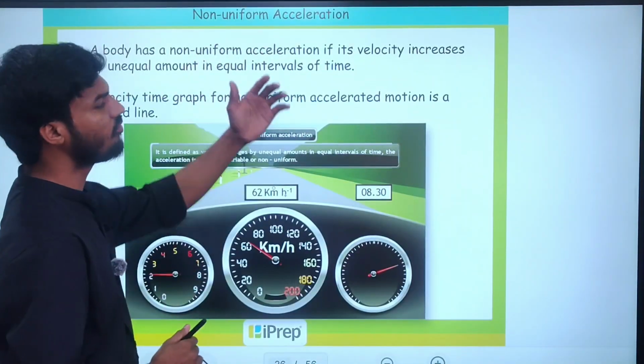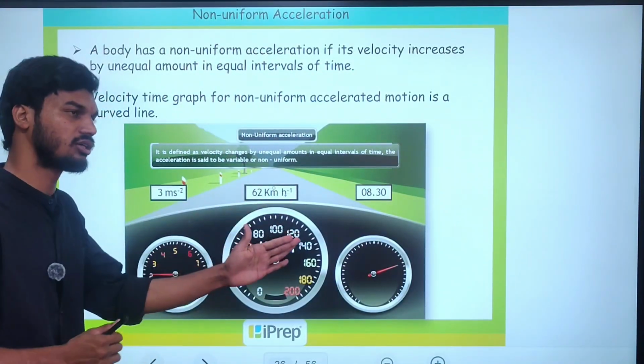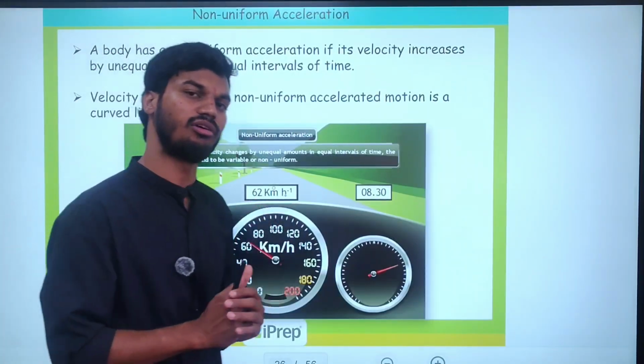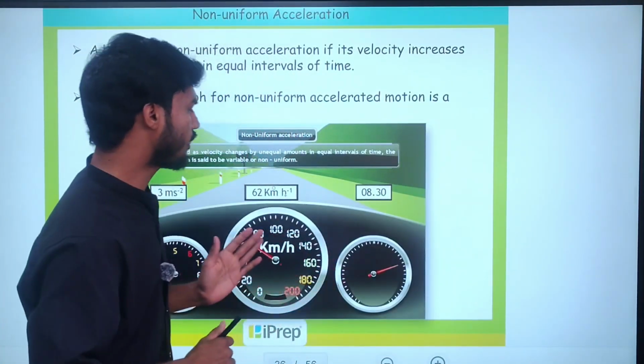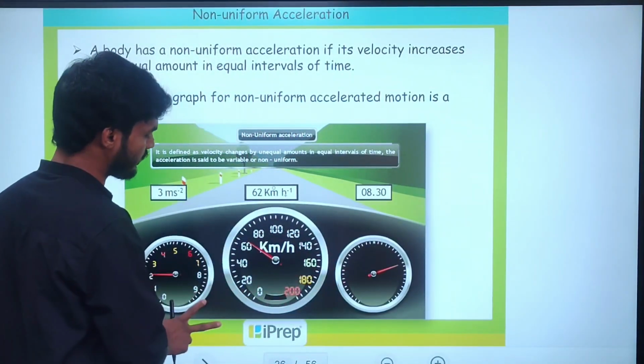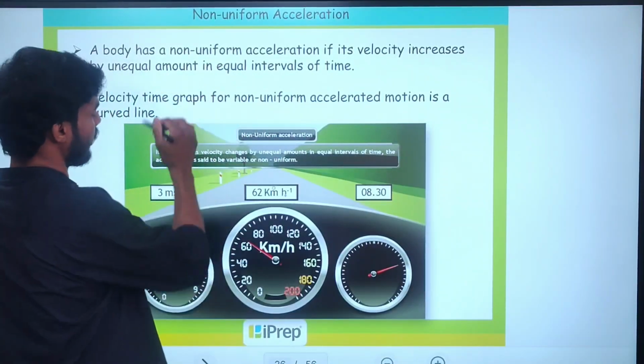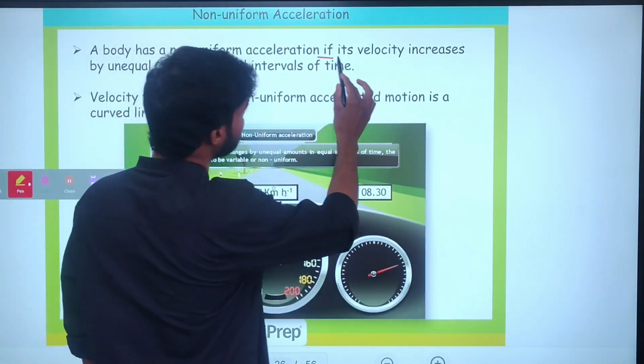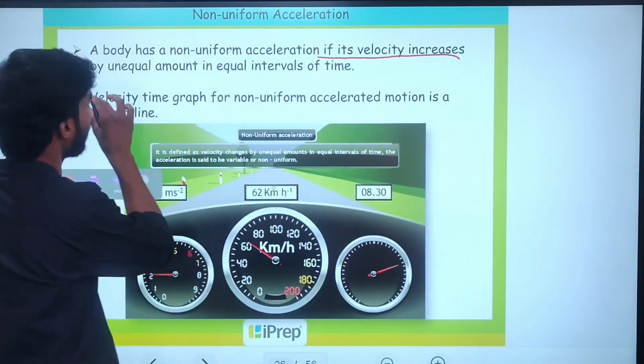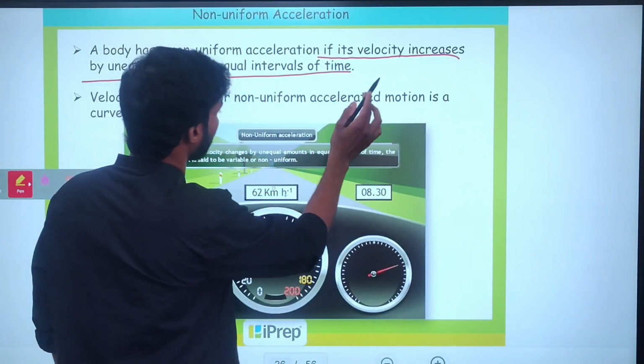Next, non-uniform acceleration. So simply it is quite opposite to uniform acceleration. What is given? In non-uniform acceleration, velocity increases by unequal amounts in equal time intervals.